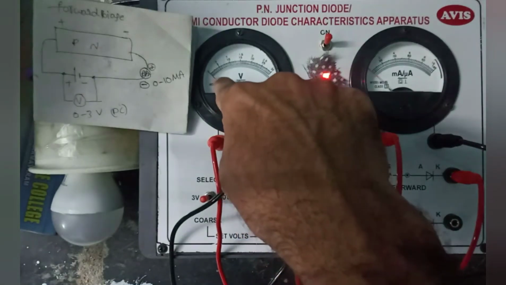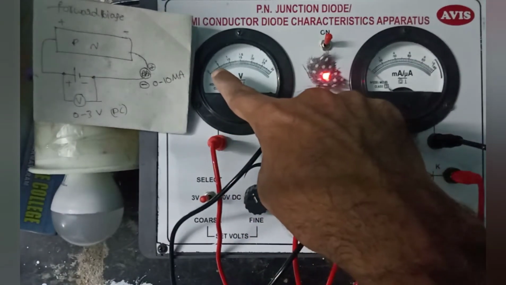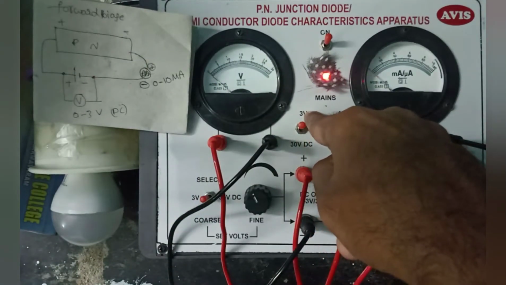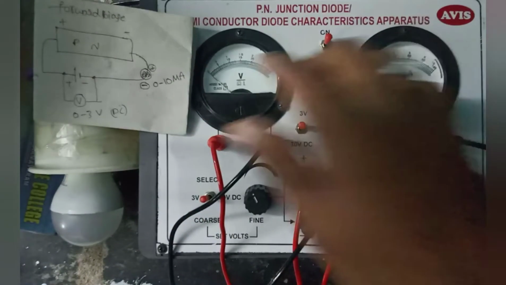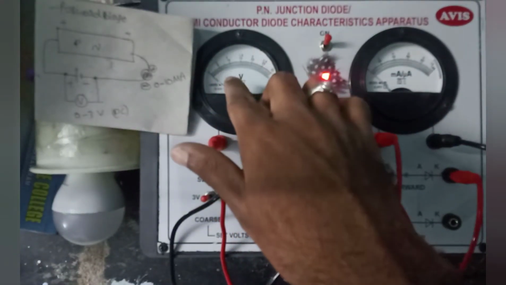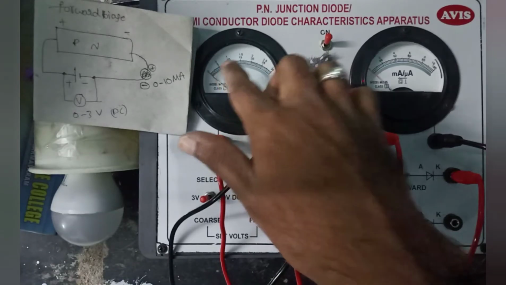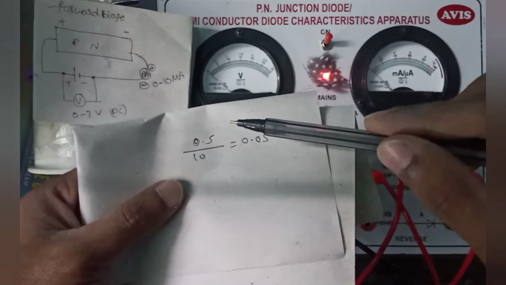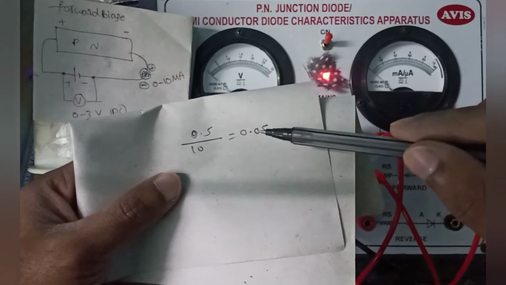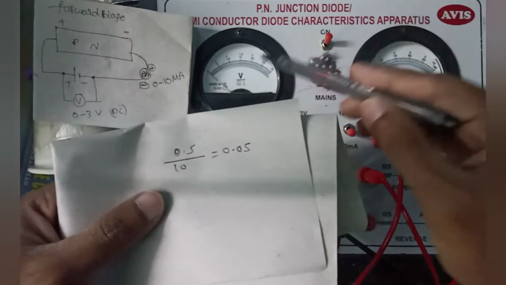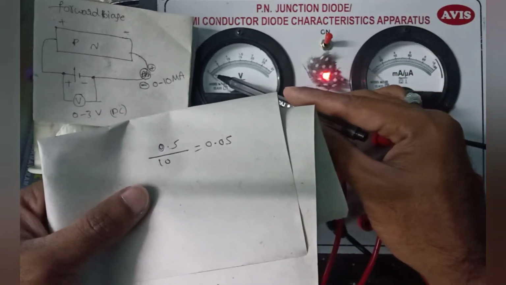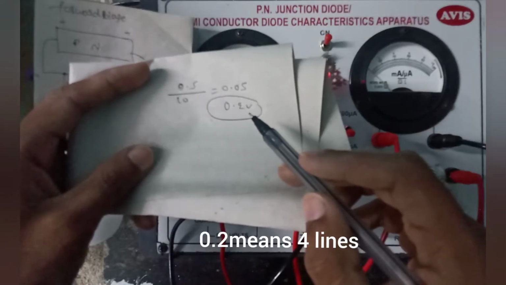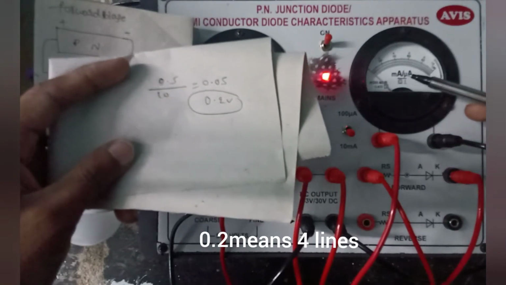Here, the least count of this voltmeter for forward bias: we have to use the upper scale, which is having 0 to 3 volts. For 10 divisions, it's showing 0.5 volts. So here 10 lines equals 0.5. So 0.5 by 10 is equal to 0.05 volts. So one small line is equal to 0.05 volts. So for every 0.2 volts, we measure the corresponding current.